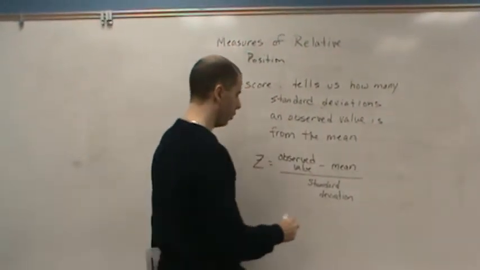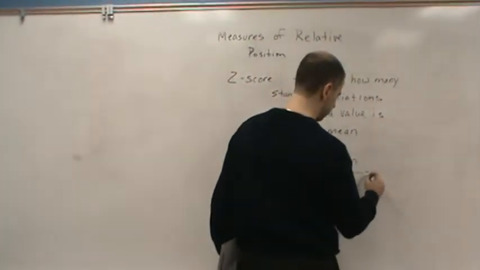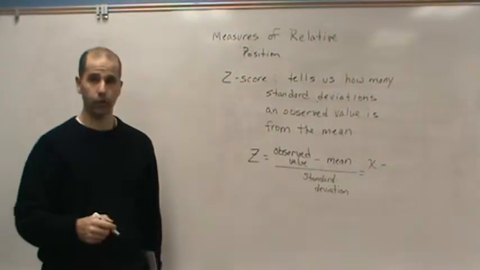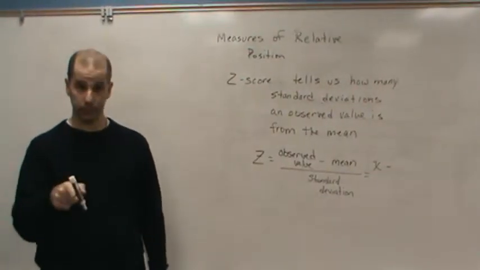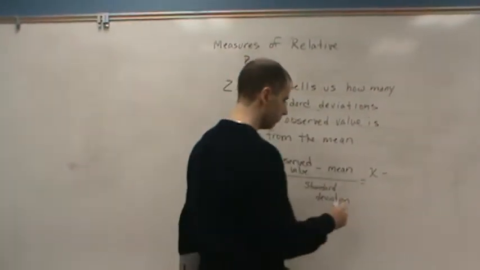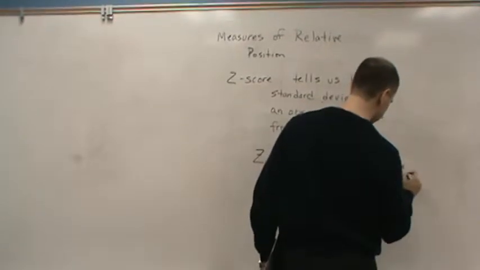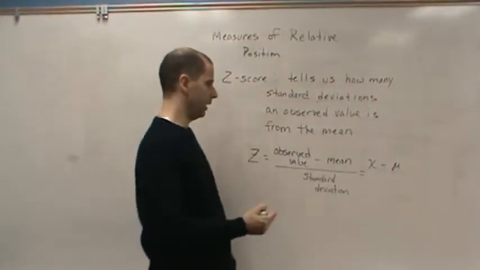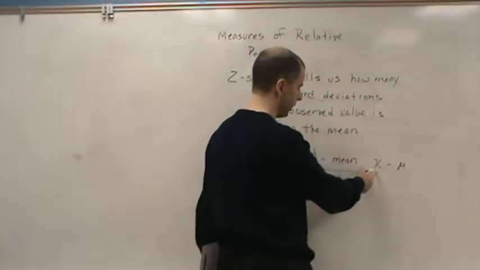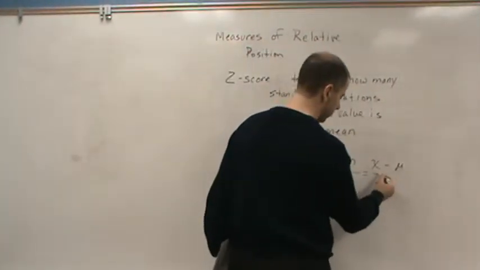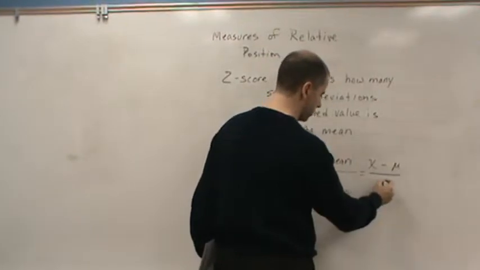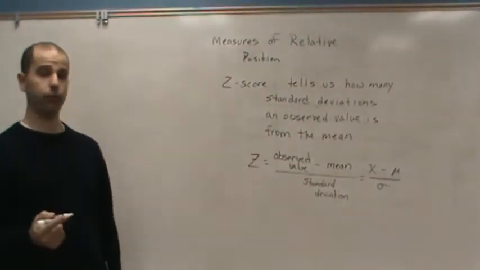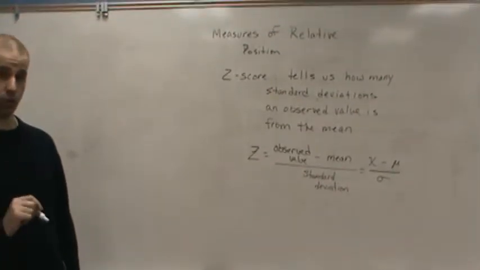So it's going to be x minus the mean, which is mu, the population mean. Remember, mu is the Greek letter that represents the population mean. And so it's going to be the observed value minus the mean divided by the standard deviation, which is just sigma. That's the formula for the z-score.